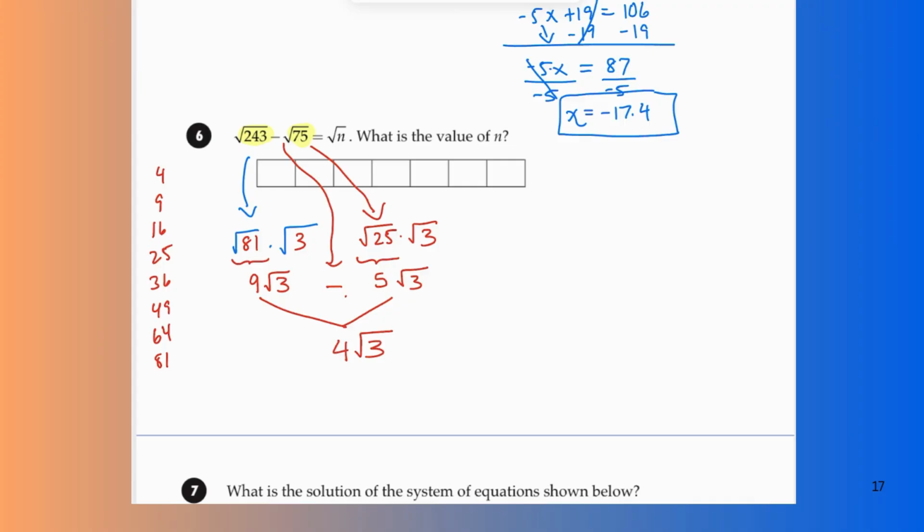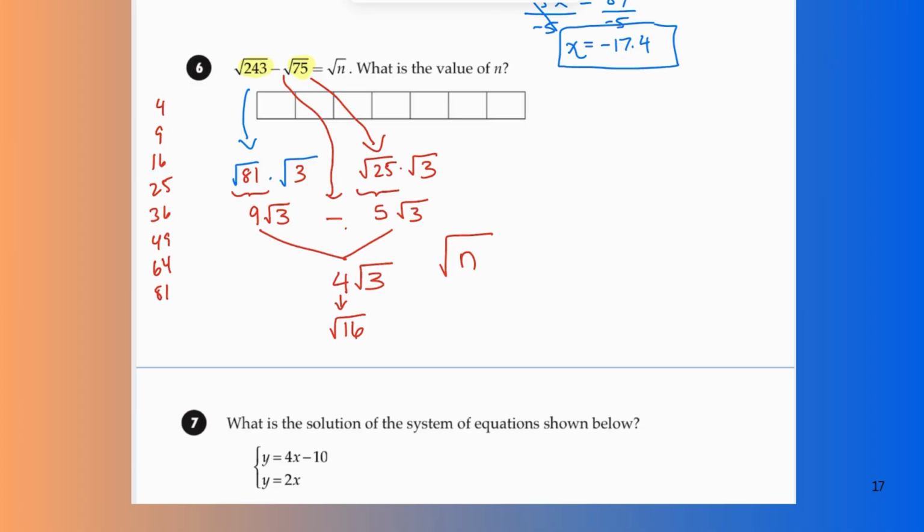Now, in this problem, they're looking for this to be in the format of something under the square root sign. So I'm going to rewrite this 4 as the square root of 16. Square root of 16 is 4 because 4 times 4 is 16. Bring down this radical 3.